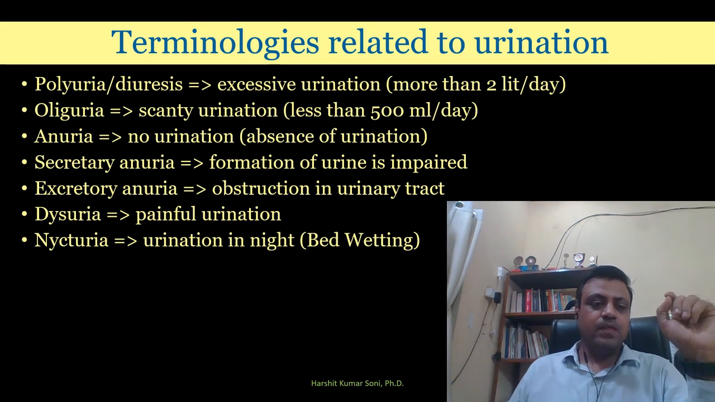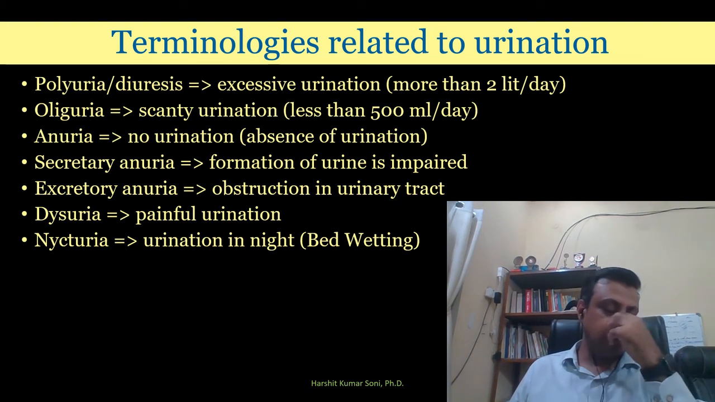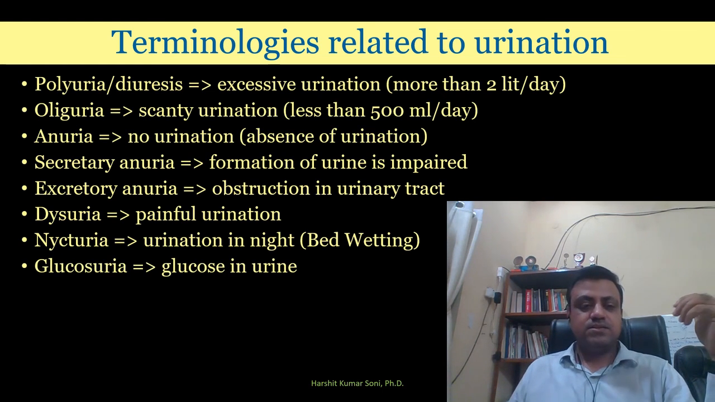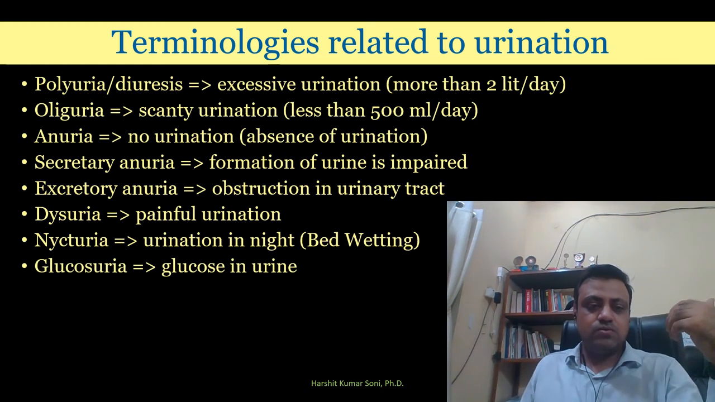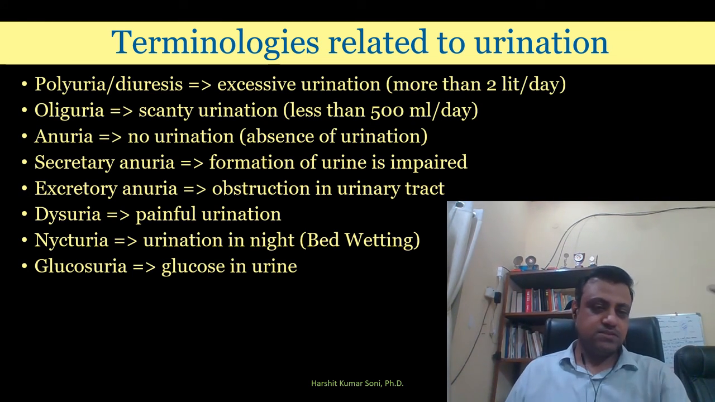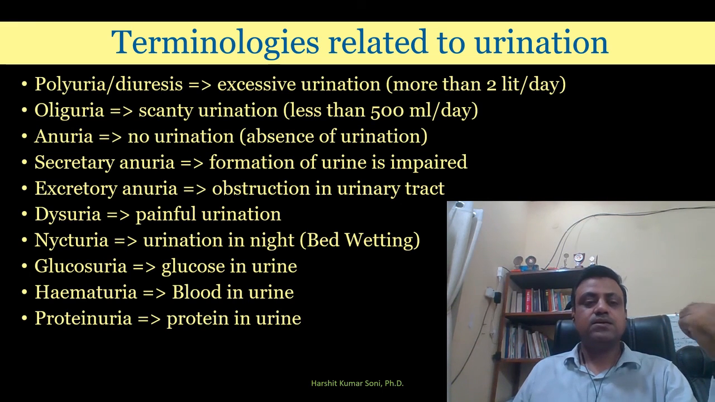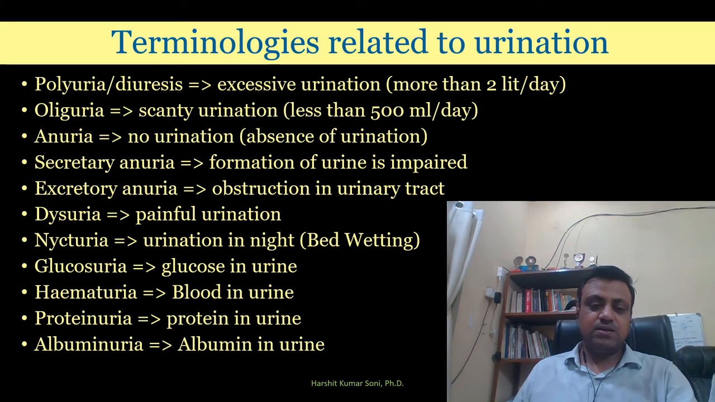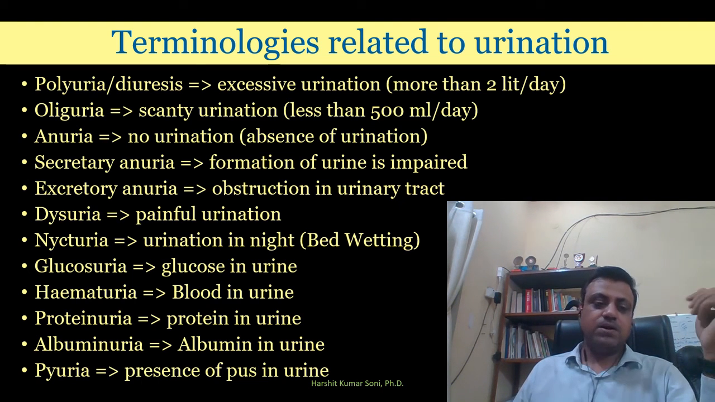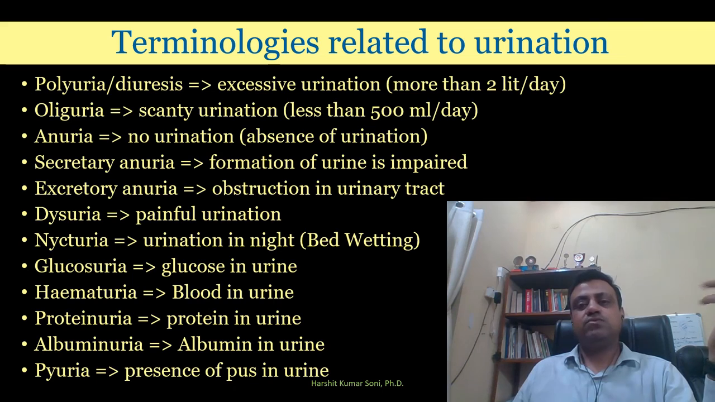Dis is painful. Then nocturia means night urination, urination at night. Some people do bedwetting. It is called nocturia. Then comes glucosuria, so the term is implicit: gluco means presence of glucose in the urine. Hematuria means hemat is blood, so blood is present in the urine. Proteinuria, if protein is present, could be albuminuria, so albumin can be present. And then pyuria means the presence of pus in urine.